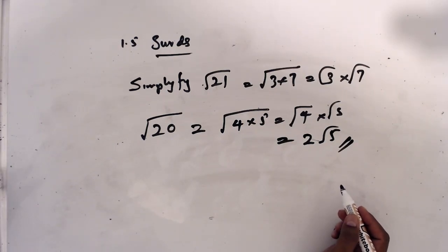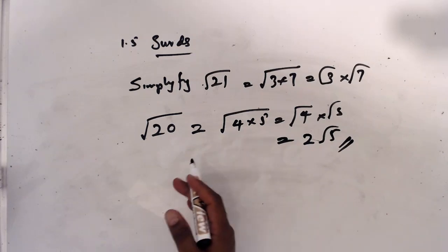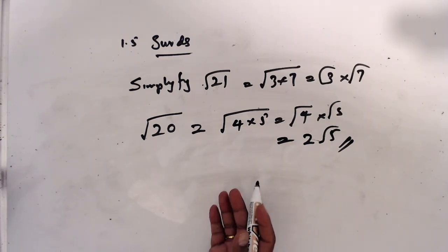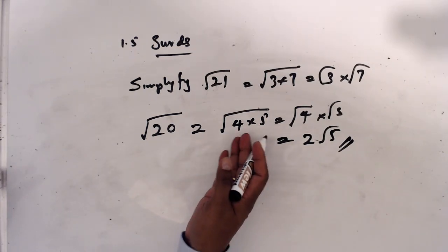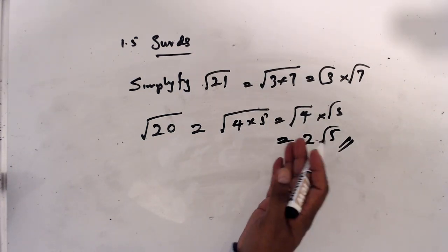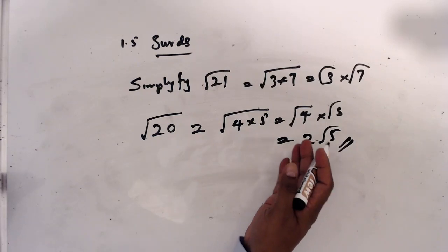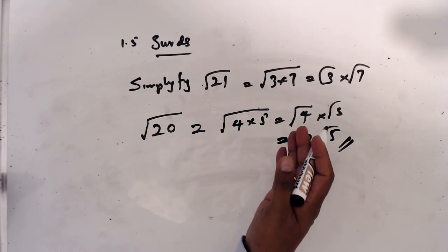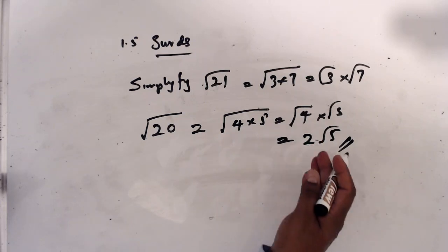So basically simplifying means we try to write the number with the aid of a square number, because we know that a square number can be square rooted to get an integer.